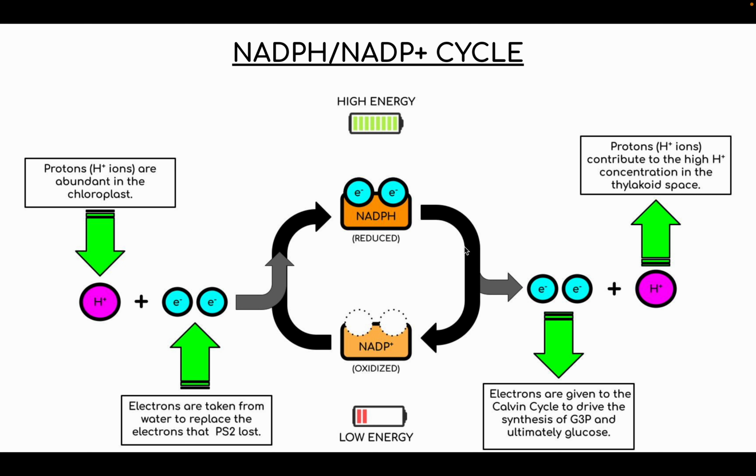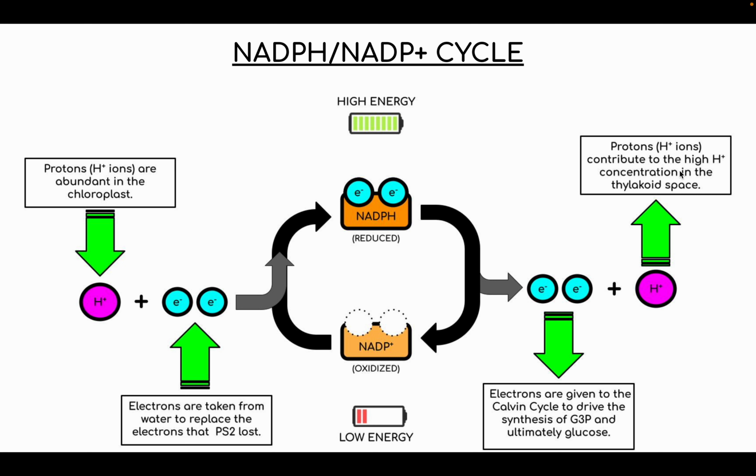Now, going the other way, NADPH can be oxidized to NADP plus, which is the oxidized form. This is also the low energy form. Those electrons are then donated to the Calvin cycle, and that drives the synthesis of G3P, which we'll talk about later, and ultimately the formation of glucose.